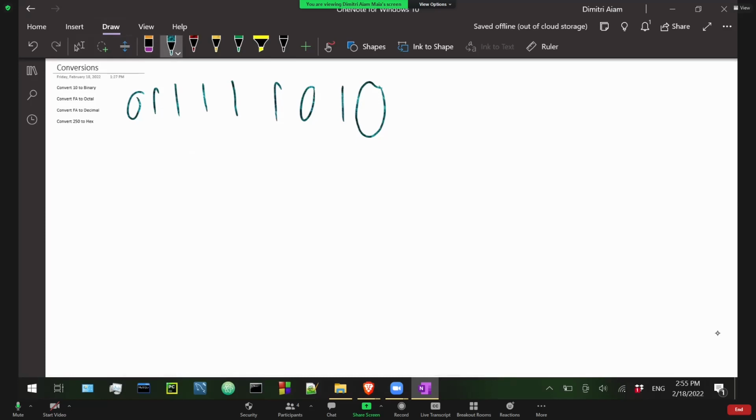Binary kind of holds it all together. If you can get to binary, you can probably get to everything else. It's essential to know how to convert to binary ahead of time.